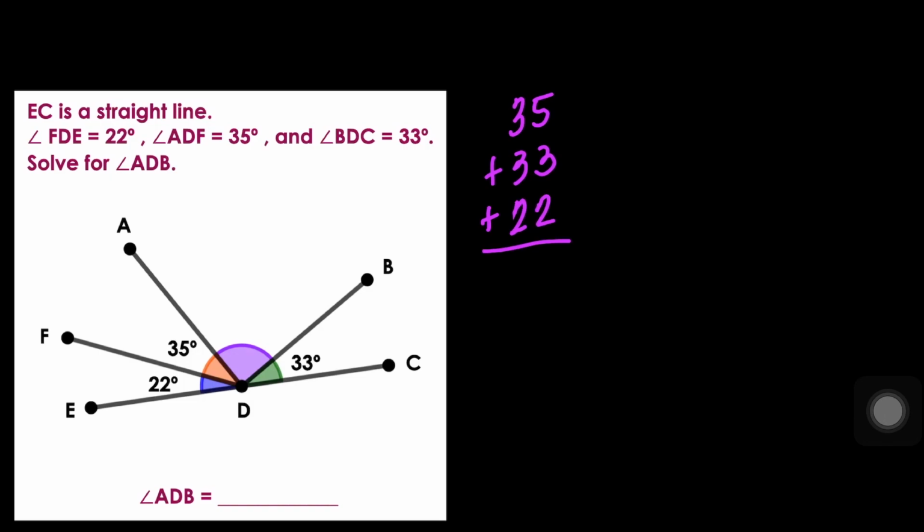So there goes 8 plus 2 is 10. So 3 plus 3 is 6, plus 1, 7, plus 2, 9. 90 degrees. We now subtract 180 minus 90 degrees, giving us 90 degrees for angle ADB.